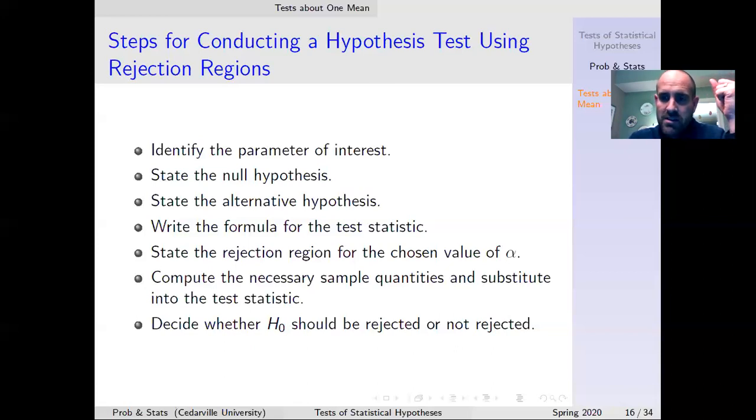And the probability that you're willing to make a mistake in doing that rejection is what you call alpha. It's called your alpha level, and that's the type 1 error. Okay, that's where you make the mistake of rejecting the null when in fact it is true. Okay, but the type 1 error is the far less egregious error, so that's the one we want to control. Remember, the other one is not rejecting the null when in fact it was false. Okay. So you compute the necessary sample quantities and substitute into the test statistic, okay? And then you decide whether to reject or not reject the null, okay?